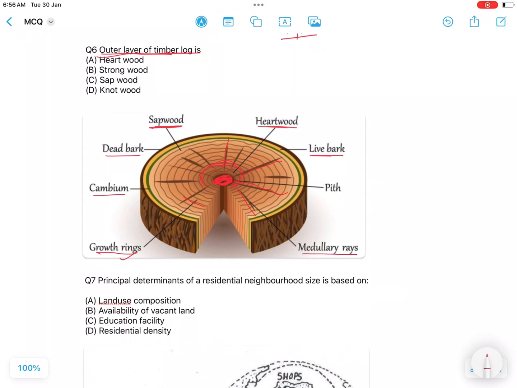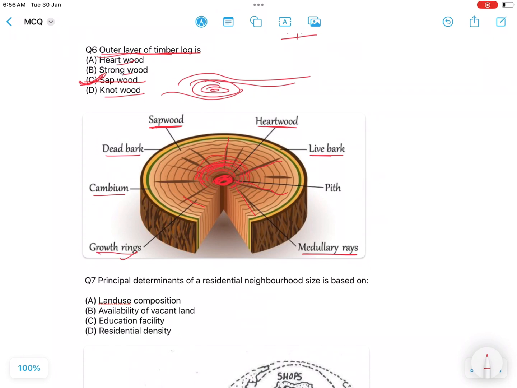Knotwood is not. Knotwood is like this, where it makes a knot in the timber. And strong wood is something else. Hardwood is inside, around the pith. So the answer is sapwood.